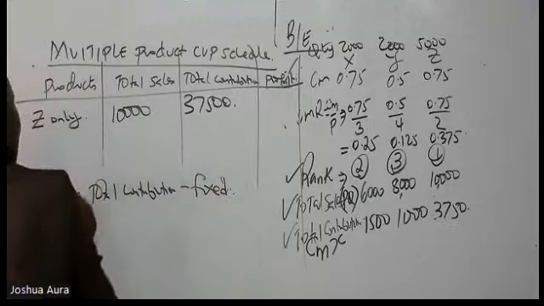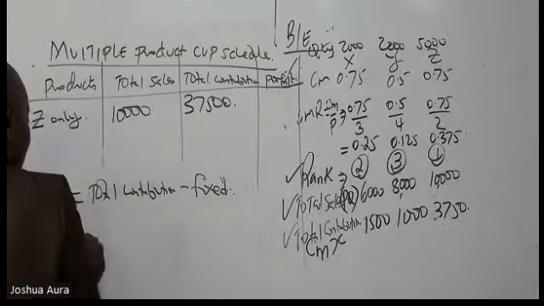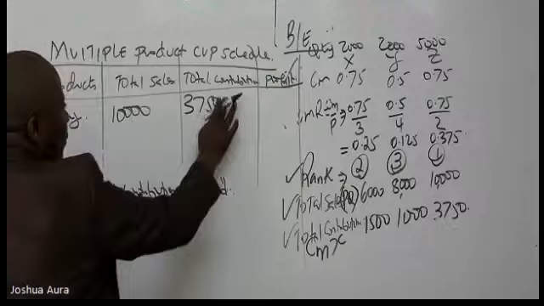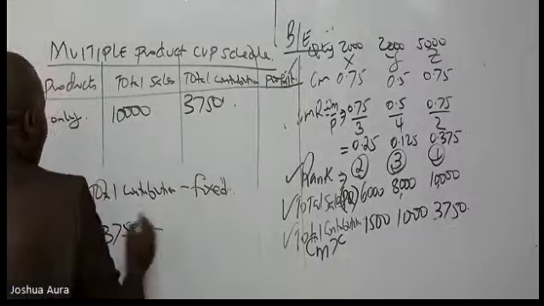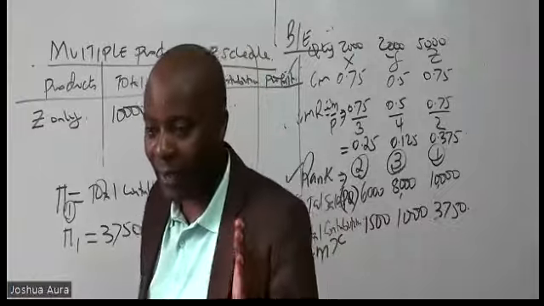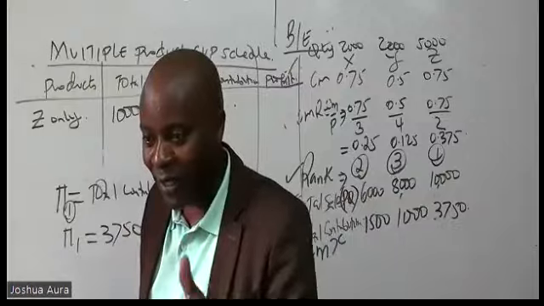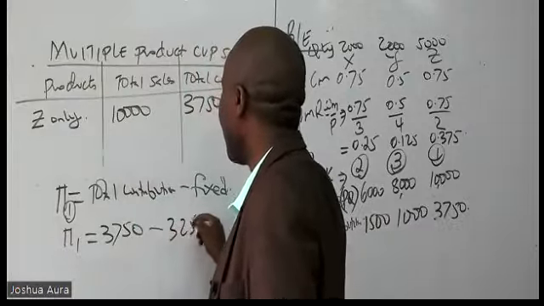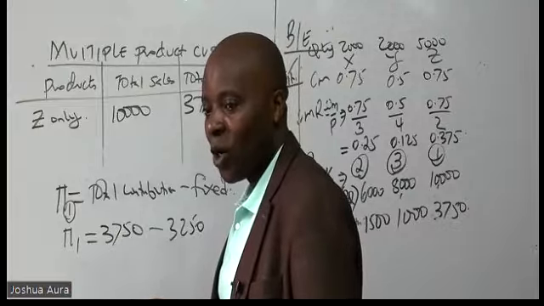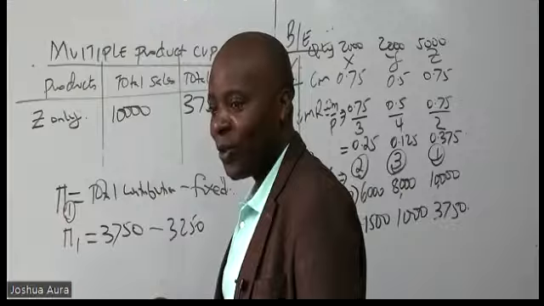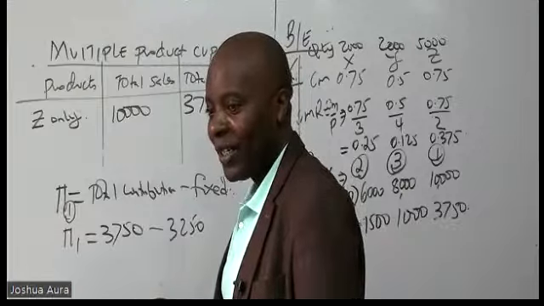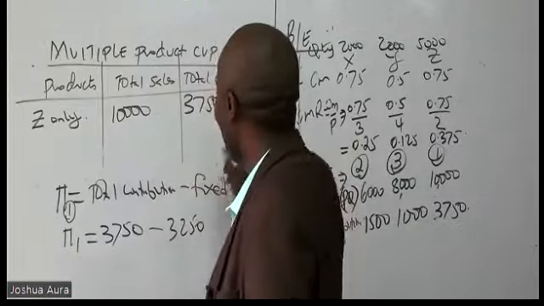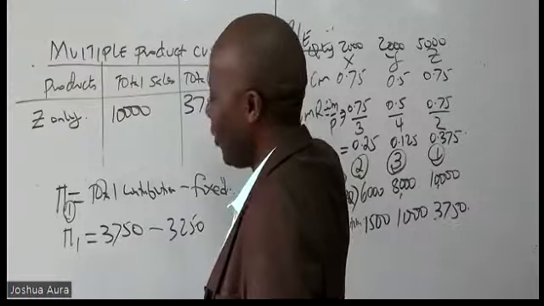So in this particular case, the first profit will be total contribution, which is 3,750, minus the firm's fixed cost. The firm's fixed cost is 3,250. So you subtract. Was Susan correct, with 500? Yes, the profit here is 500. Thank you very much. So this is 500, and that is the first arrangement.